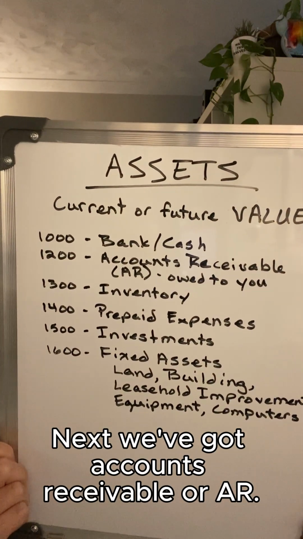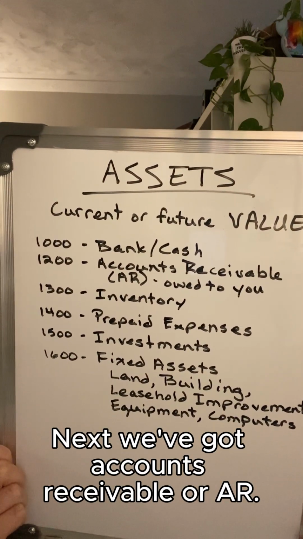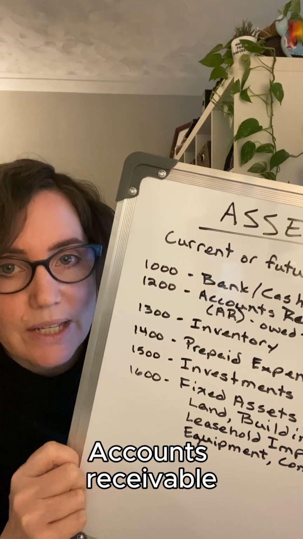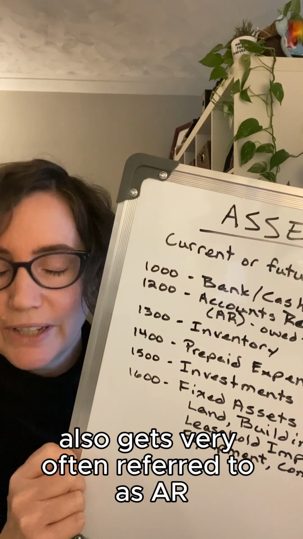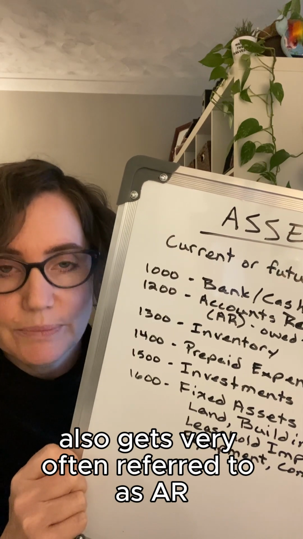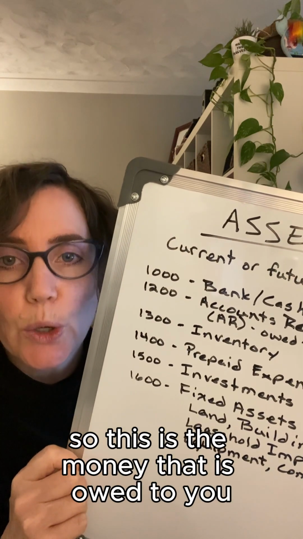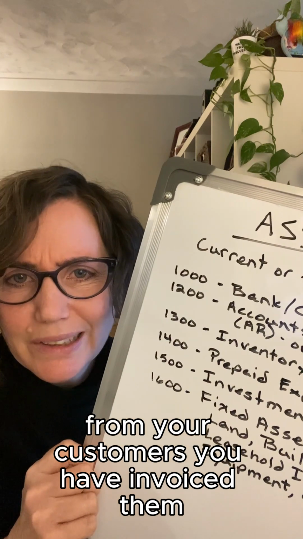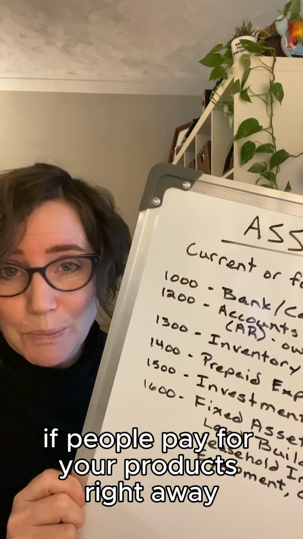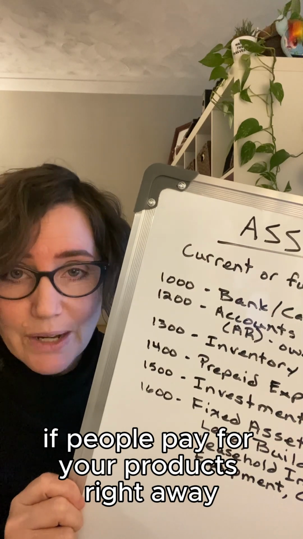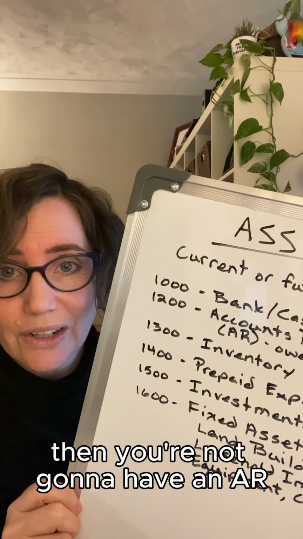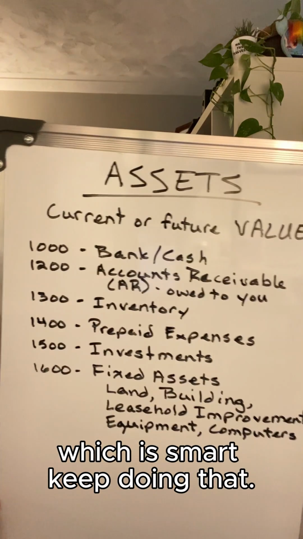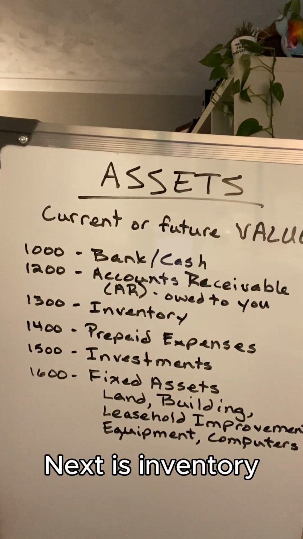Next, we've got accounts receivable, or AR. Accounts receivable also gets very often referred to as AR. So this is the money that is owed to you from your customers. You have invoiced them. If people pay for your products right away, then you're not going to have an AR because you get your cash right away, which is smart. Keep doing that. Next is inventory.